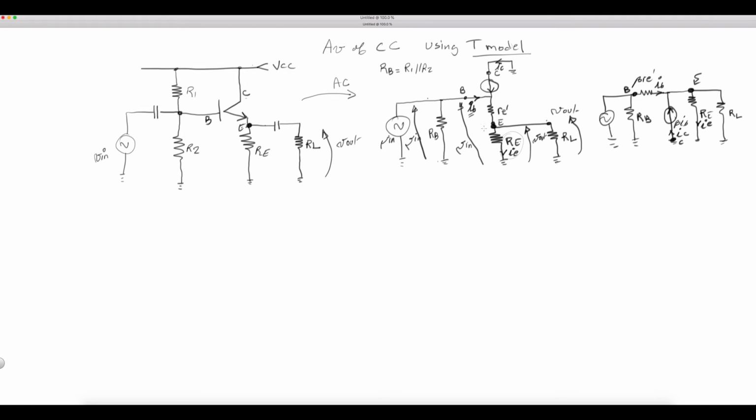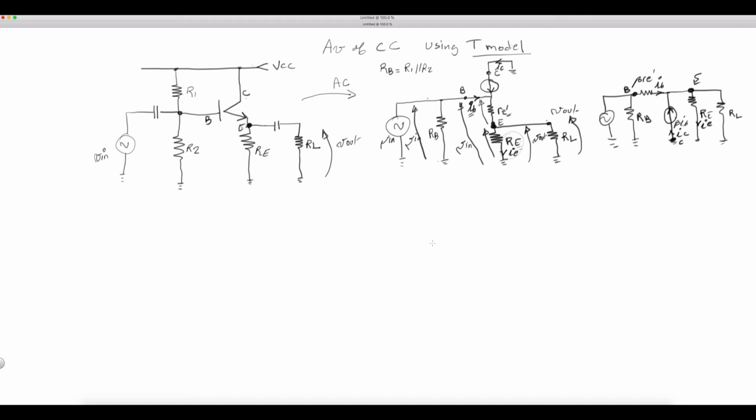Right? So, and Vin will be a composite of these two voltages, this one plus this one, right? So that's basic Kirchhoff's law. So what kind of current is going through little Re prime? And what kind of current is going through Re?